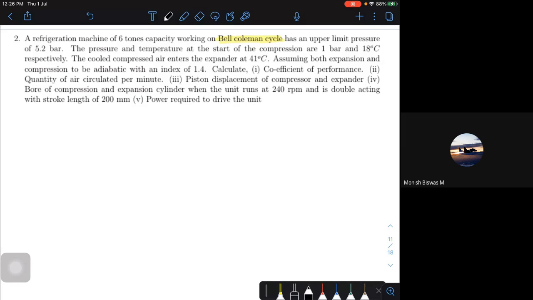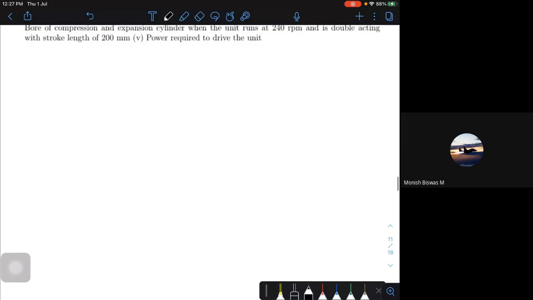The machine runs at 240 rpm, and it's a double acting type with a stroke length of 200 mm. That's what they have given. The last one is the power required to drive the unit. So these are the 5 different parameters they are asking us to find from the Bell-Coleman cycle or reversed Brayton cycle. Let's write the data, then put the PV and TS diagrams, then solve one by one.